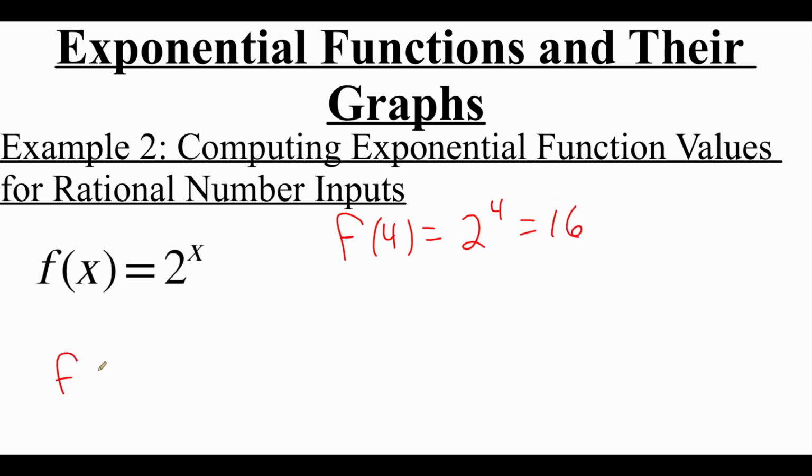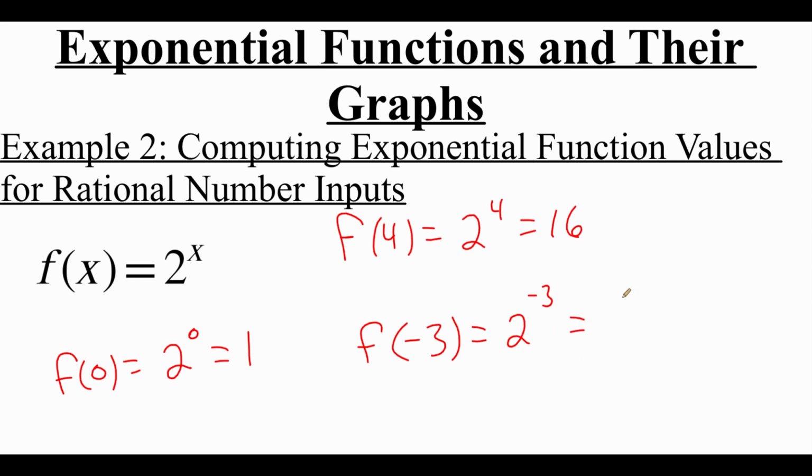Or if I wanted to look at f of 0, I would need to plug 0 in for my exponent. So 2 to the 0 power, well, if we take a number and raise it to the 0 power, the answer we're going to get is going to be 1. Or if I wanted to look at f of negative 3, that would mean taking 2 to the negative 3rd power. But when we're dealing with negative exponents, we want to rewrite them as positive exponents by turning this into 1 over 2 cubed. And I know that 2 cubed is 8, so we can really rewrite this as 1/8.